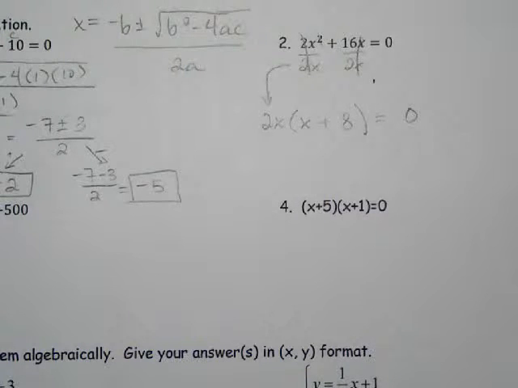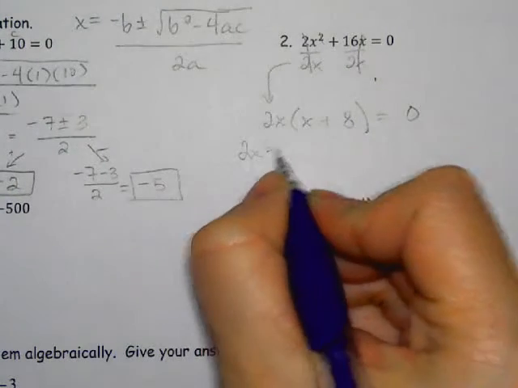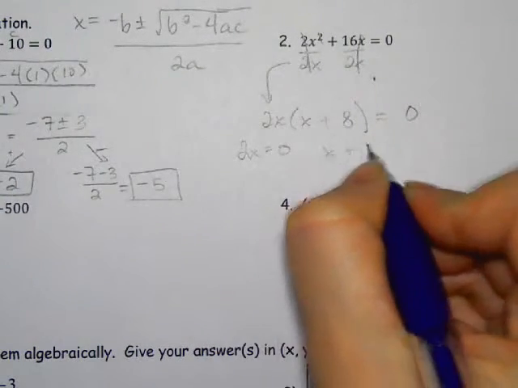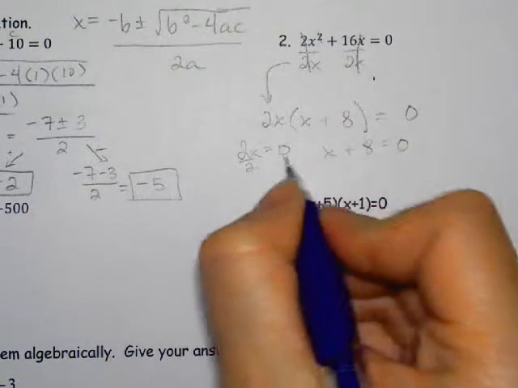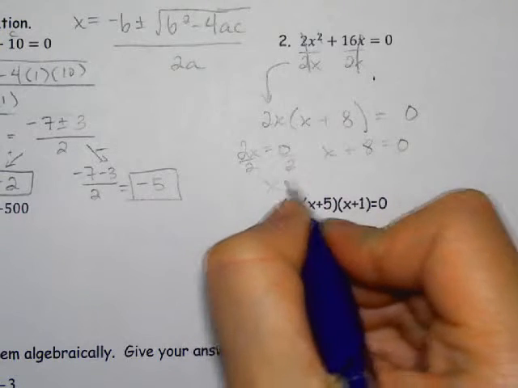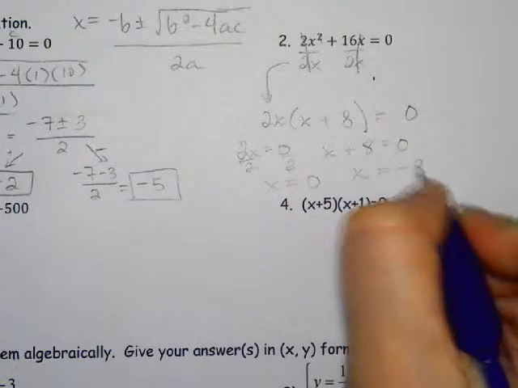Questions on that? So now I can use the zero product property and just set both parts equal to 0. So I have 2x equals 0 and x plus 8 equals 0. So divide by 2, so x equals 0, and subtract 8, so x equals negative 8.